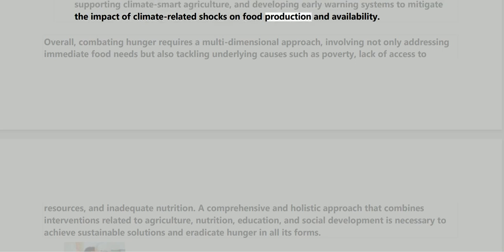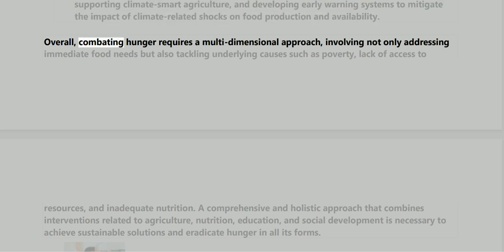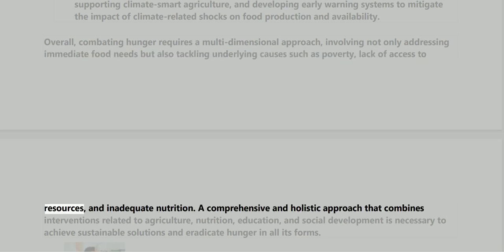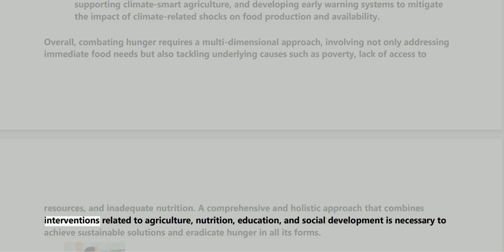Overall, combating hunger requires a multidimensional approach, involving not only addressing immediate food needs but also tackling underlying causes such as poverty, lack of access to resources, and inadequate nutrition. A comprehensive and holistic approach that combines interventions related to agriculture, nutrition, education, and social development is necessary to achieve sustainable solutions and eradicate hunger in all its forms.